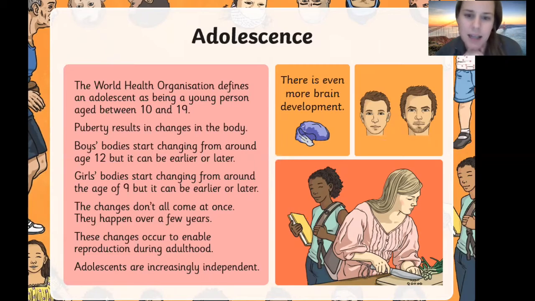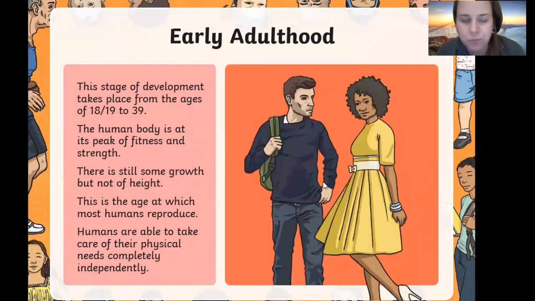Okay, adolescents again are increasingly independent. So again, as you get older, you begin to maybe make your own lunch, make your own breakfast. You're able to get yourself a drink. You do more things by yourself. Okay, and there is even more brain development. Okay, after that we have early adulthood. So we start this from about age 18, and that goes on till age 39.